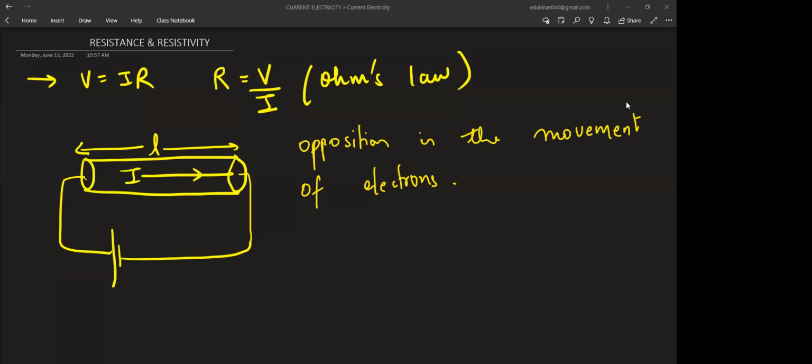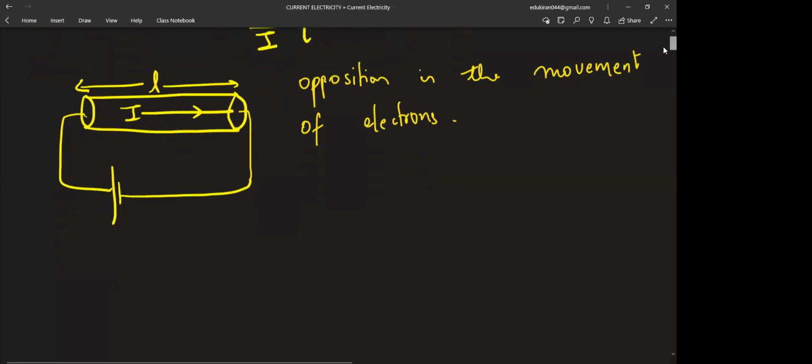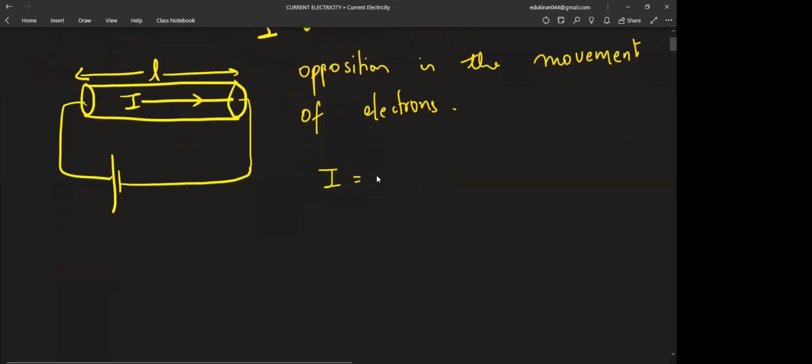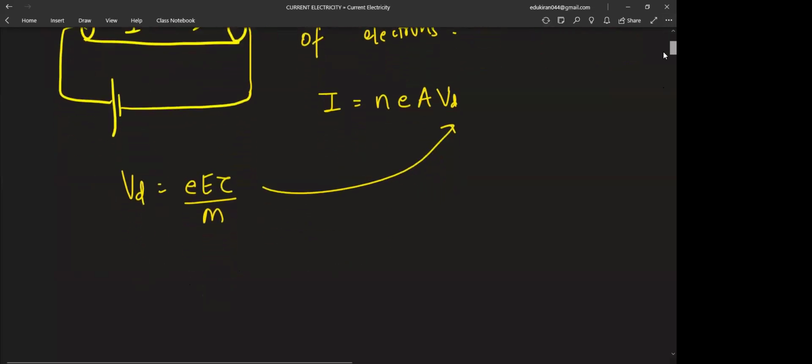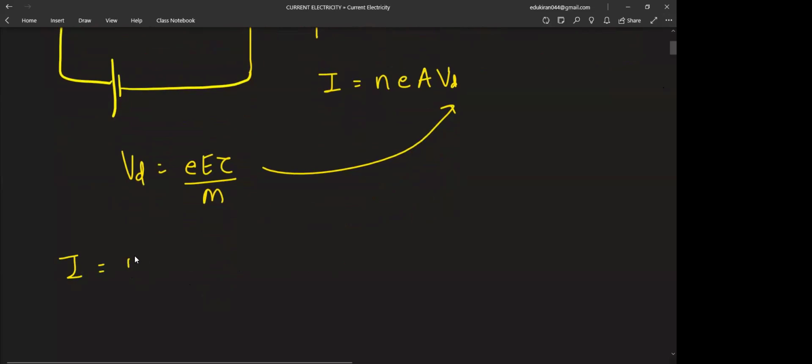Now we have seen I is equal to nevdA. This is the formula of the current. Now see, we have studied drift velocity is eEtau by m. Let's put this value in drift velocity. So what will be the current? Current will be nEA, and instead of drift velocity, what we'll do? We'll put eE tau by m.